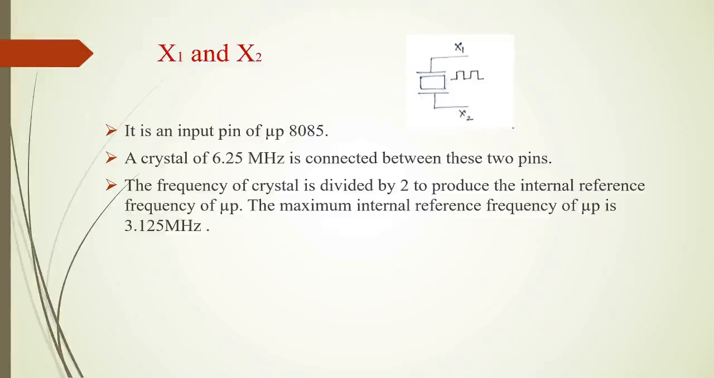So there is a difference between a clock frequency and a crystal frequency. The crystal oscillator will have a crystal frequency and the 8085 will have a clock frequency. The clock frequency is always divided, and if you want to calculate the clock frequency, then you should have the crystal frequency in your hand.